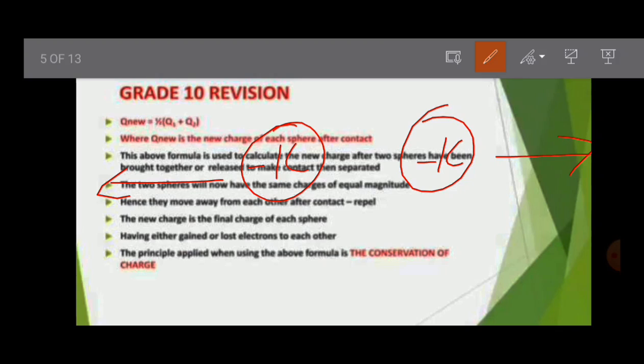And then we say the new charge is the final charge of each sphere, as we have indicated that the new charge, Q new, is actually the Q final of each sphere, right? Having either gained or lost electrons to each other, we know the one that has gained is the one that initially had a deficiency of electrons, and the one that has lost electrons is the one that initially had an excess of electrons. This principle is called the conservation of charge, right? Because remember, we are not losing the total, or the sum of all the charges. The sum of all the charges will remain constant, right?